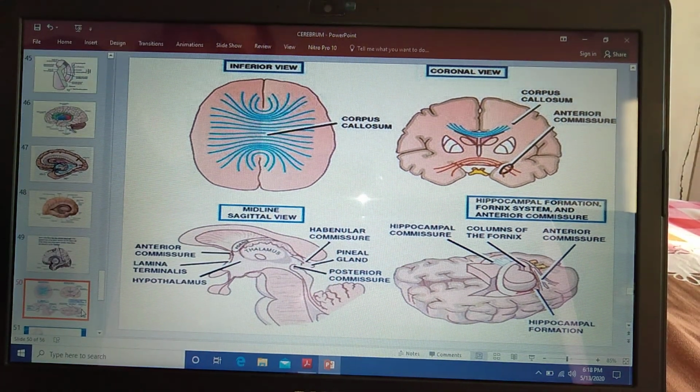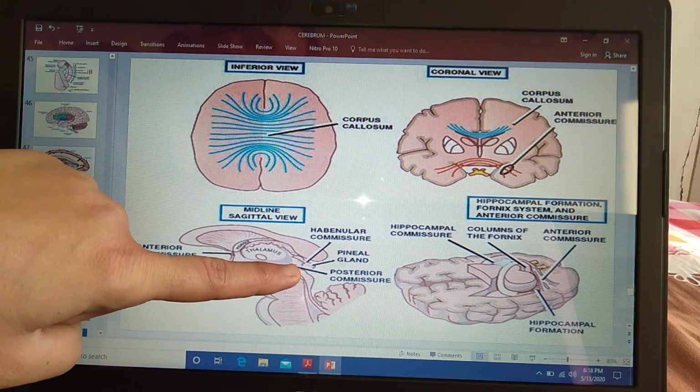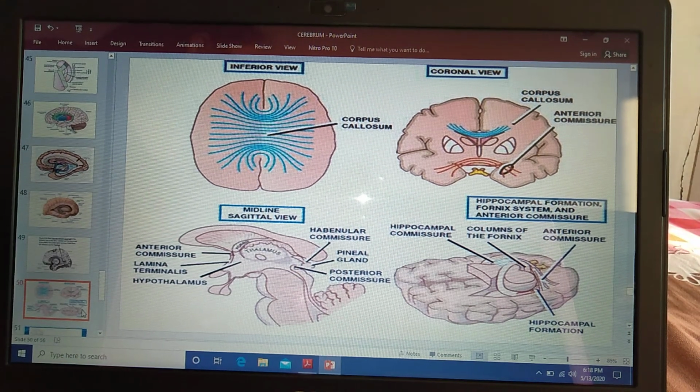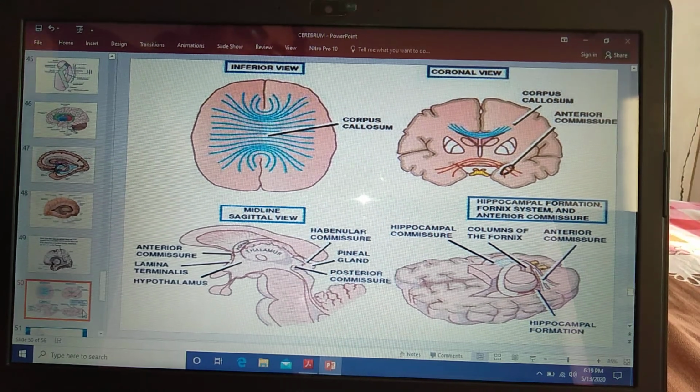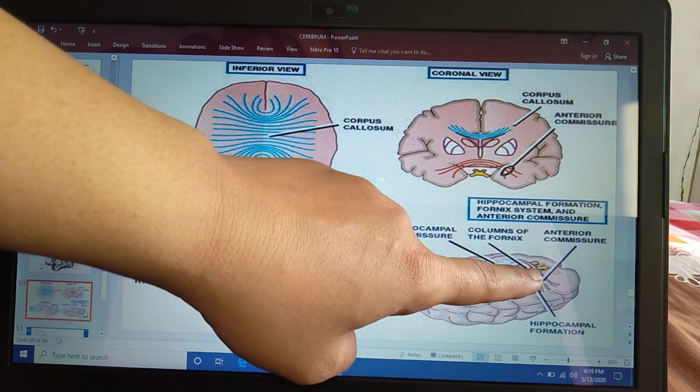Next is the posterior commissure, connecting the superior colliculi and also transmitting the corticotectal fibers and the fibers from the pretectal nucleus to the Edinger-Westphal nucleus of the opposite side. This is the posterior commissure that you can see here. Then next is the commissure of the fornix, or the hippocampal commissure, connecting the crura of the fornix and thus the hippocampal formations of the two sides. Here is the hippocampal commissure, and these are the columns of the fornix that you can see here.